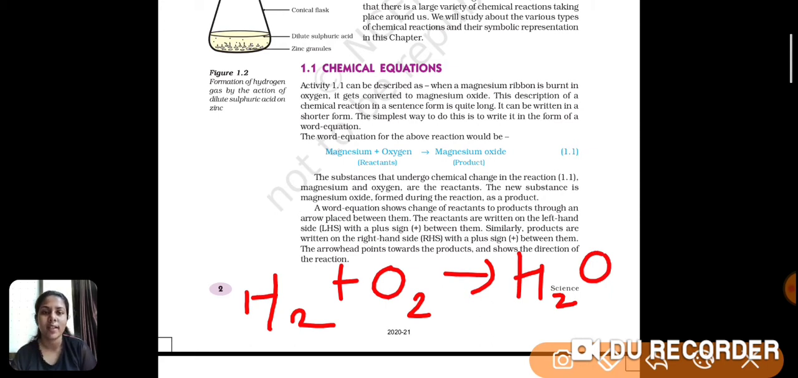When I said chemical reaction, I said that hydrogen reacts with oxygen to produce water, to form water. That is what a chemical reaction is. Now if I write like this, H2 plus O2 gives H2O, then this is what a chemical equation is. So when I told the definition, I said that it is the symbolic representation of a chemical reaction.